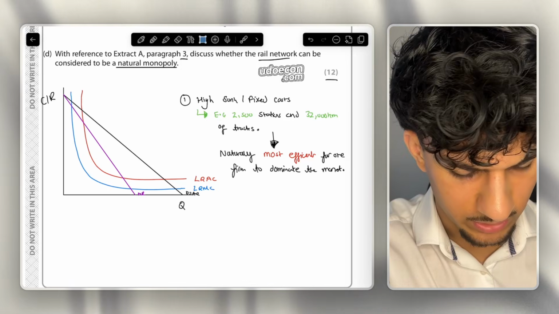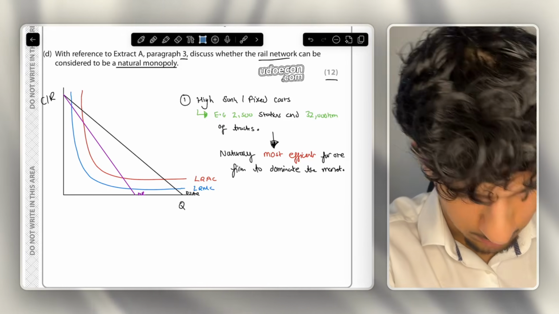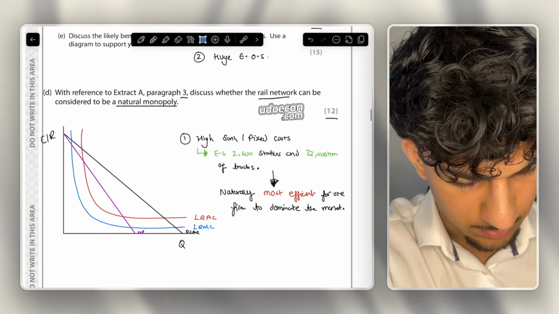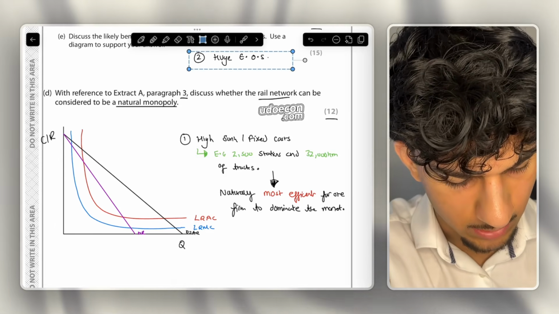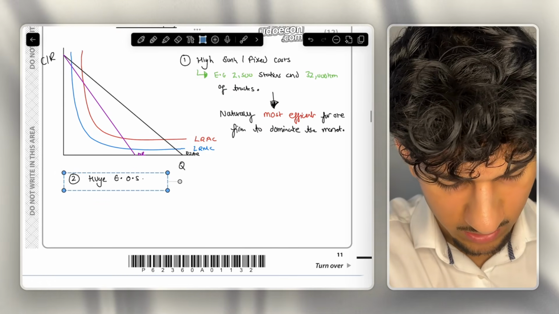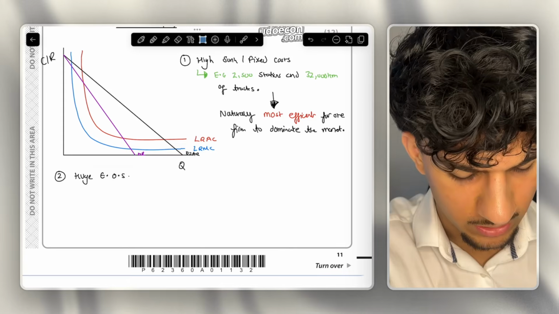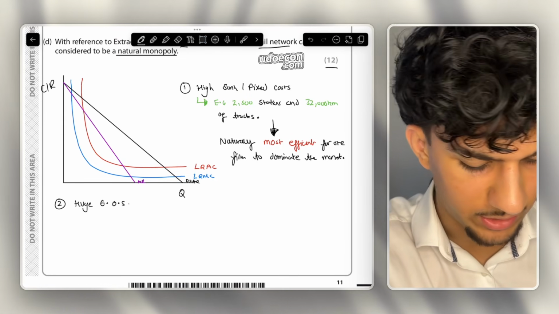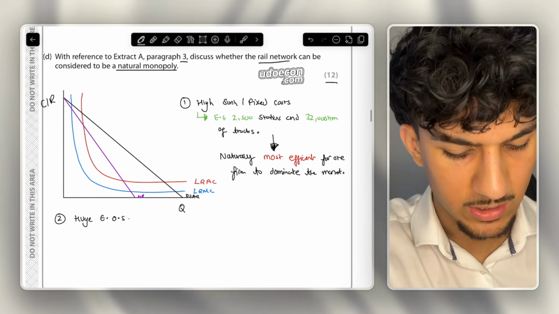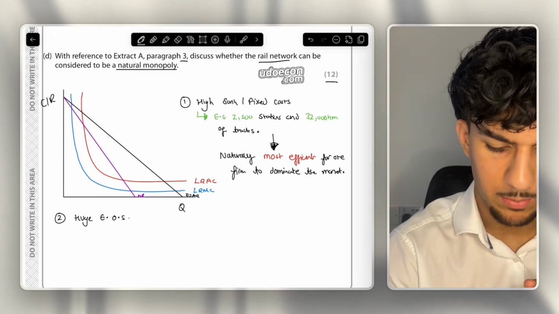That is a great first paragraph you can speak about, and of course there's lots of different paragraphs you can talk about with regards to this question. Since, of course, the second characteristic we were talking about was the huge economies of scale. That is one of the main features of a natural monopoly, and you can see that via LRAC massively decreasing, reaching its minimum efficient scale.